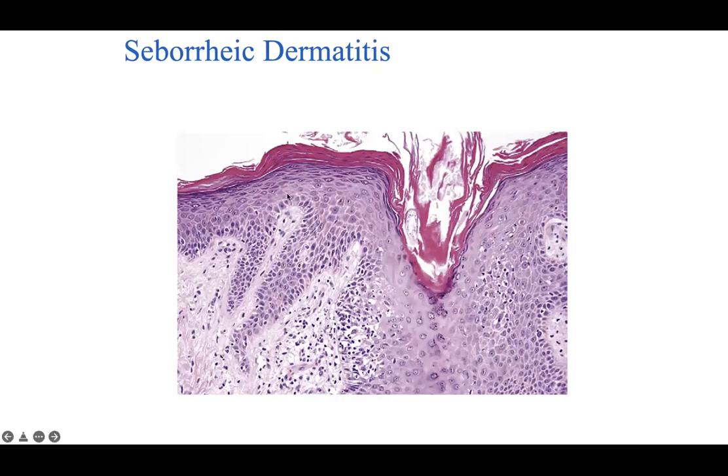You can see some hyperplasia of the epidermis. You can see lymphocyte exocytosis, spongiosis. You see parakeratosis around the follicular ostia here. Maybe a little bit of keratin collection and debris within the base of the follicular ostia.